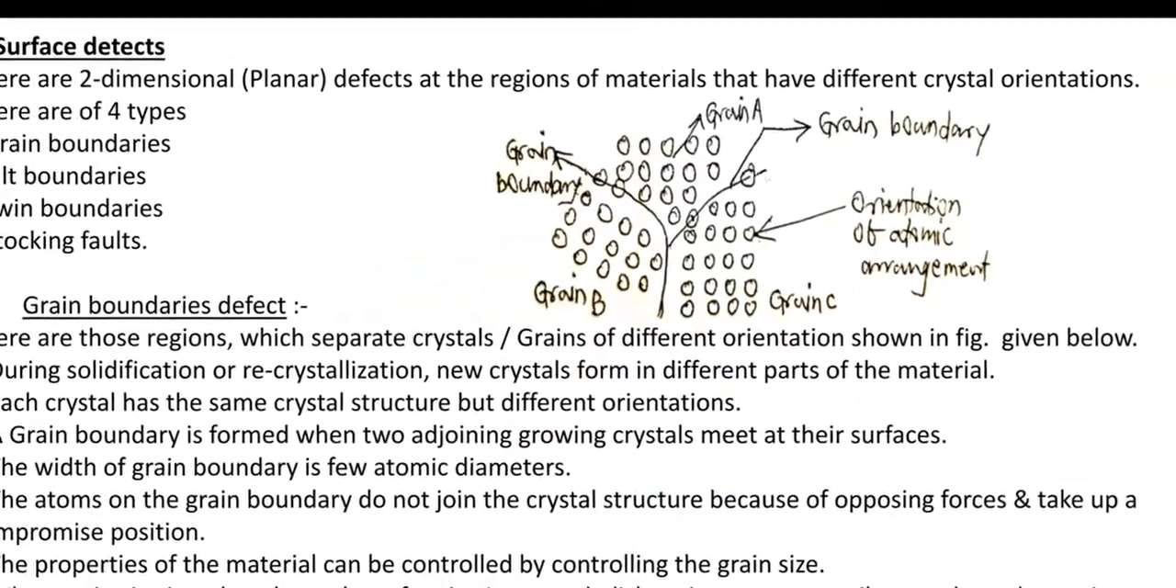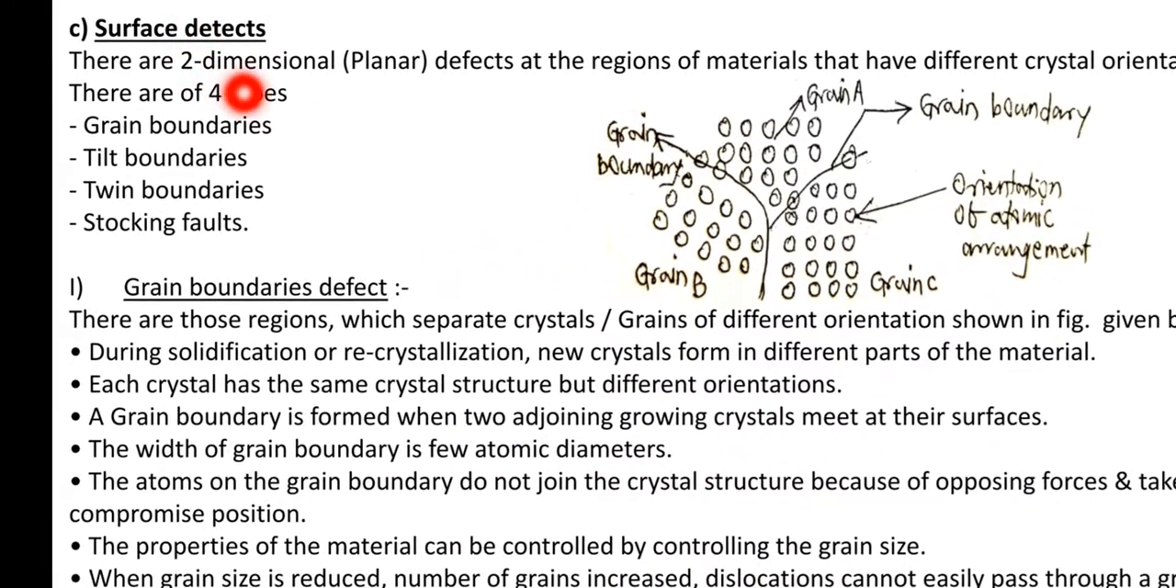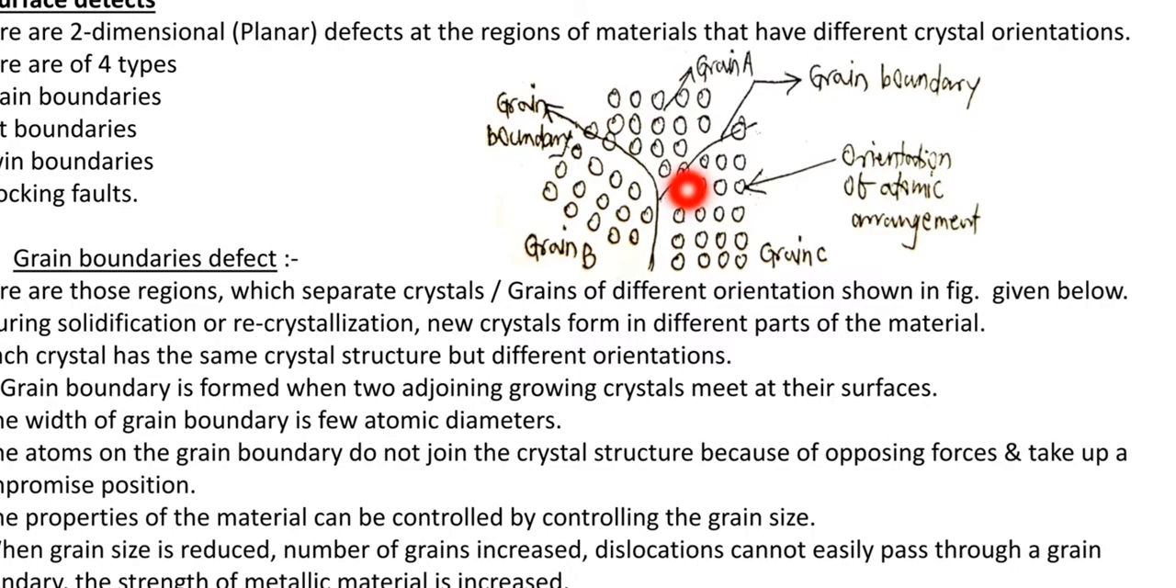Now surface defects. These are two-dimensional defects at the region of the material, and they have different crystal orientations. It is of four types: grain boundaries, tilt boundaries, twin boundaries, and stacking faults. Now see here, in this figure, in this region, this is one grain or crystal. The atoms are arranged here. The atomic orientation is in this direction. In this region, the atomic orientation is simply vertical. And again in this, the atomic arrangement is slightly inclined.